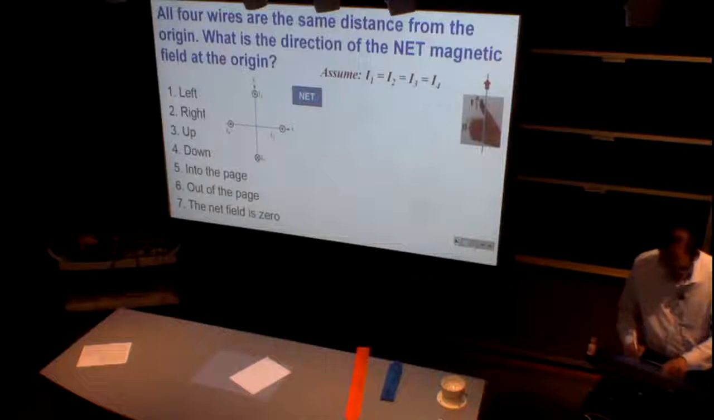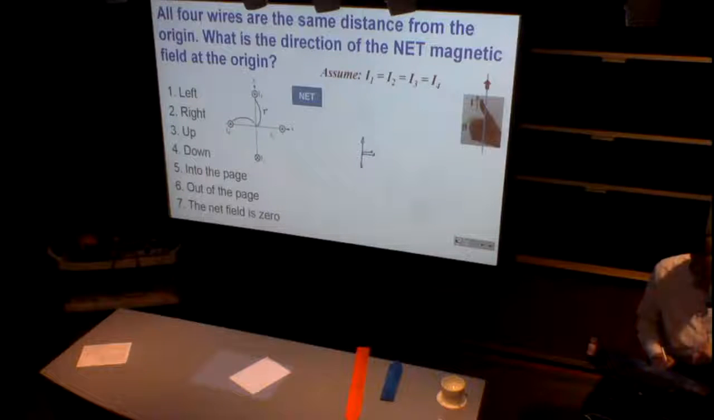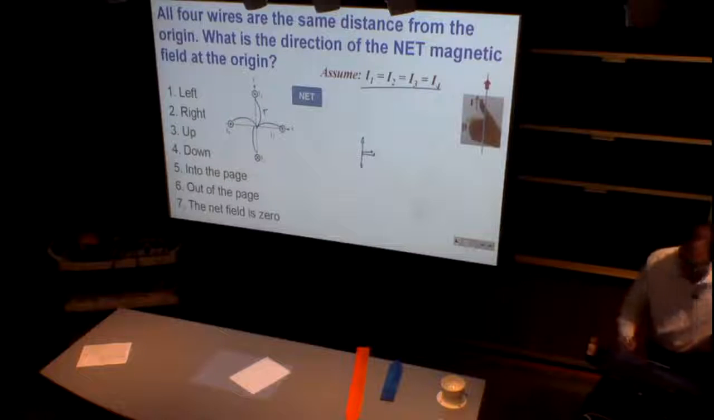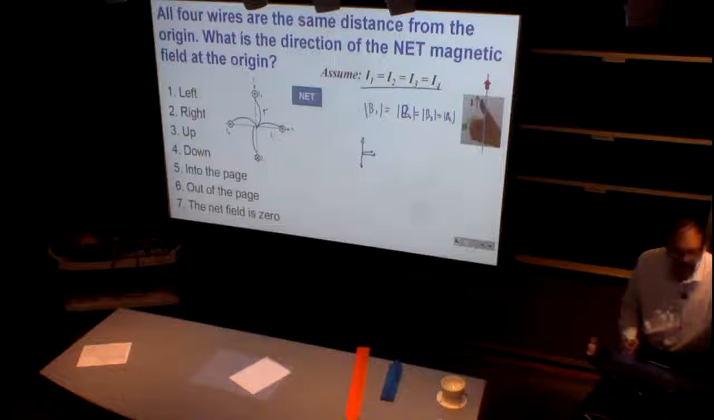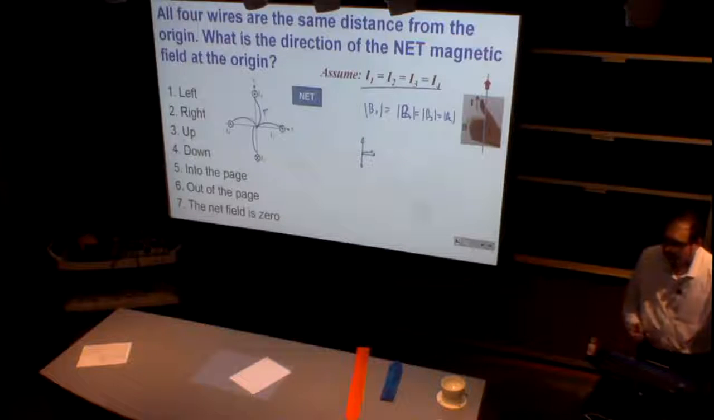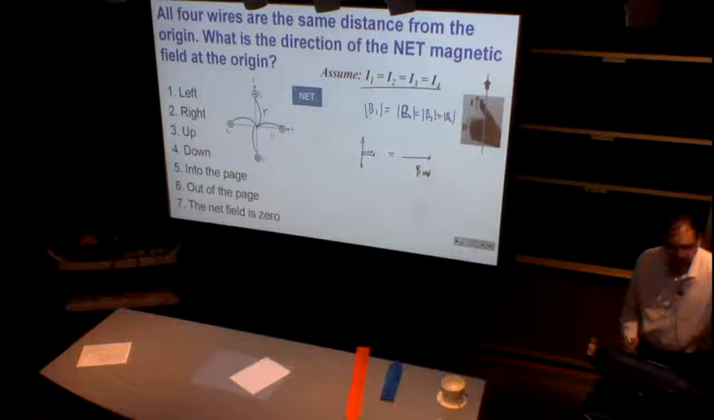Now, of course, we have to draw them together. Because all distances are equal and all electric currents are equal, that means the magnitudes of each magnetic field also are equal, which means the one which points up and the one which points down cancel each other out. So the net magnetic field points to the right. Plus, in this particular case, the magnetic field strength of the net magnetic field will be equal to 2 times any individual magnetic field. That's it.